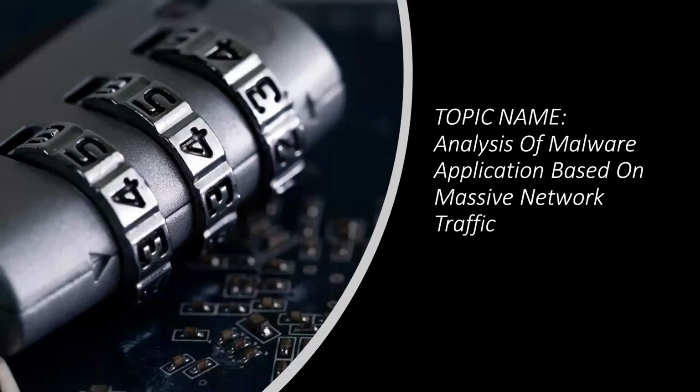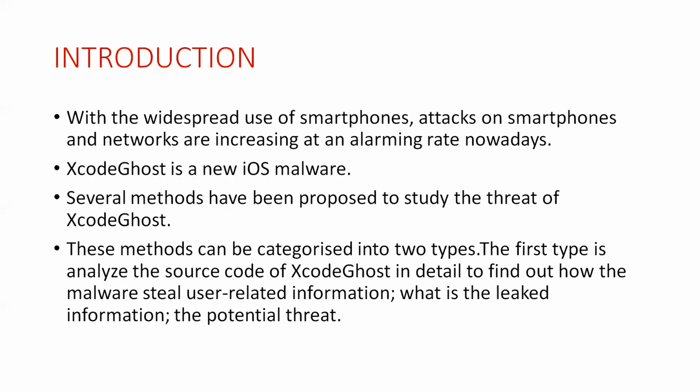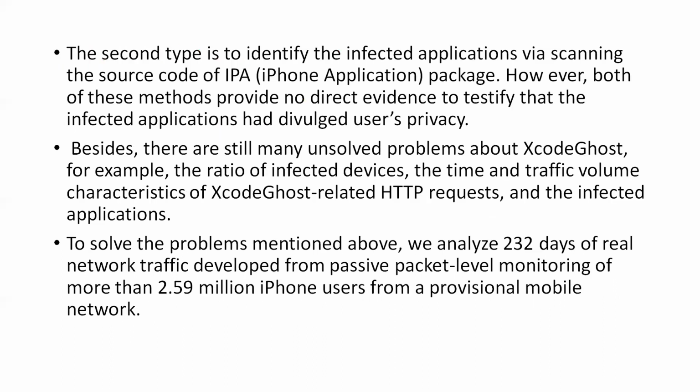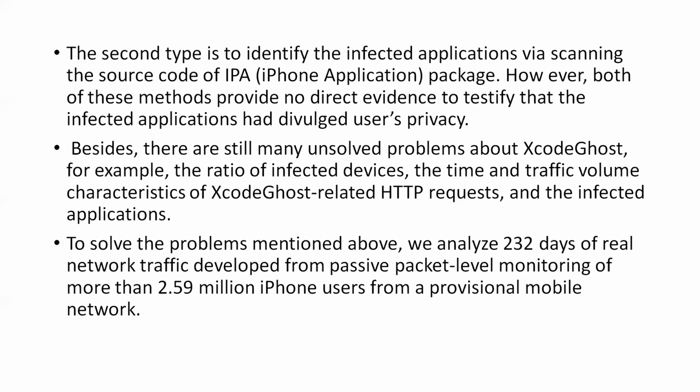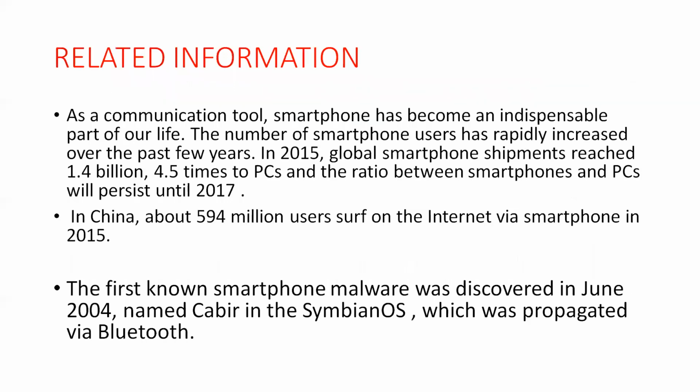So let's have a look at all the slides. The first slide is the topic name: analysis of malware application based on massive network traffic. This is an introduction, which I have talked about before, about Xcode Ghost, which is a new iOS malware. This is about how to analyze Xcode Ghost: firstly, identification in detail of the source code, and next scanning the source code. Next, related information. Here we have an important feature: the first smartphone malware was discovered in June, that is Cabir on Symbian OS, which propagated via Bluetooth.